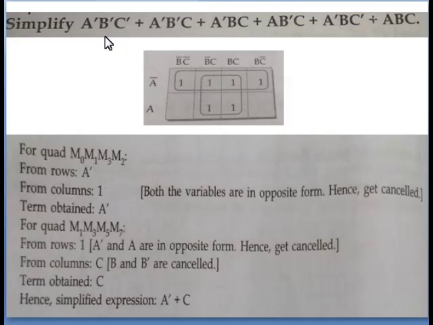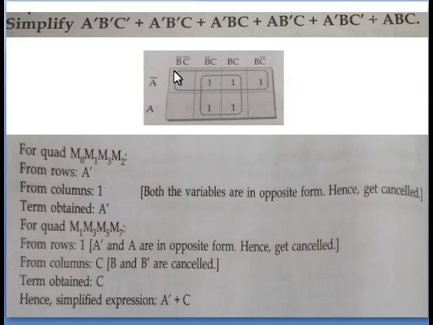Simplify A'B'C' + A'B'C + A'BC + AB'C + A'BC' + ABC. This is your question. Then you are going to draw the K-map. In your question, how many variables are there? 3 variables, that is A, B and C. So you have to draw the 3 variable K-map.